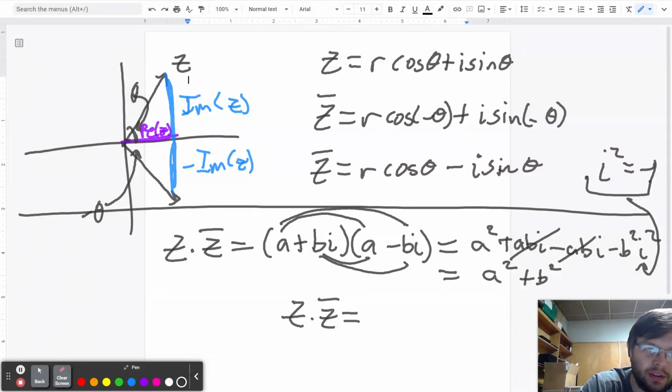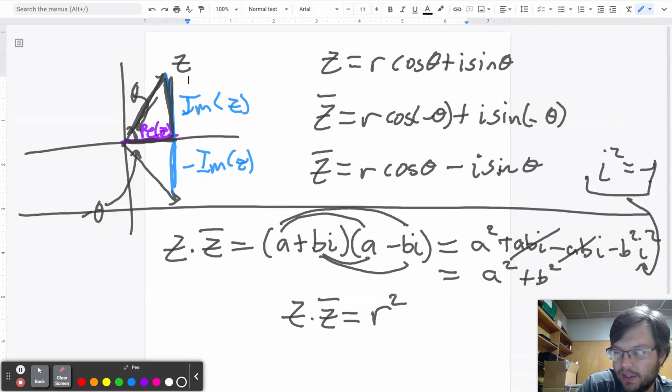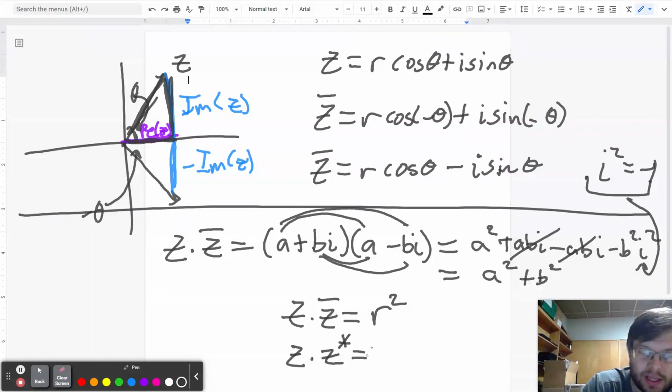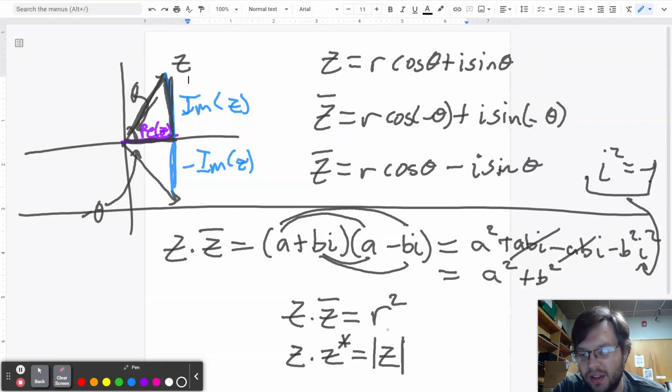And remember, we're talking about a right triangle. a squared plus b squared, so what is c squared? It's the radius. It's your distance from the origin. So you might see this formula written down somewhere, that a complex number times its conjugate is equal to the absolute value of that complex number, because that's how far it is from 0.